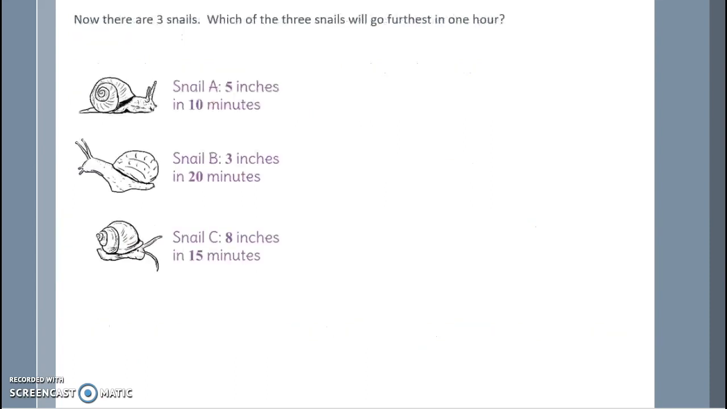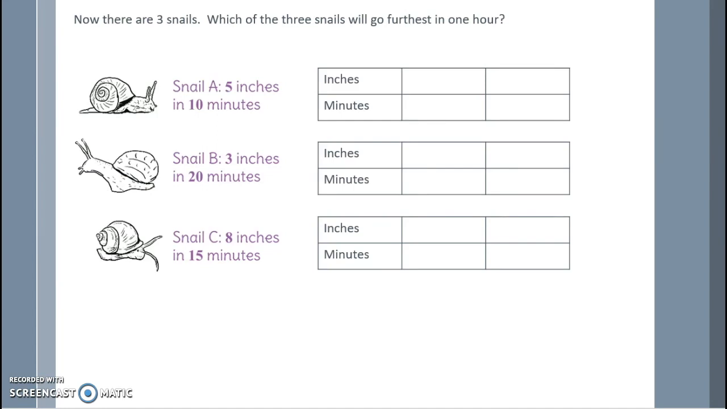Now there are 3 snails. Which of these 3 snails will go furthest in 1 hour? So I've got some charts for us that we can fill out. Chart 1, we know that this snail travels 5 inches in 10 minutes. We want to know how far they can go in 1 hour. Recall that 1 hour is equal to 60 minutes. So I can get from 10 to 60 by multiplying by 6. 5 times 6 gives us 30.